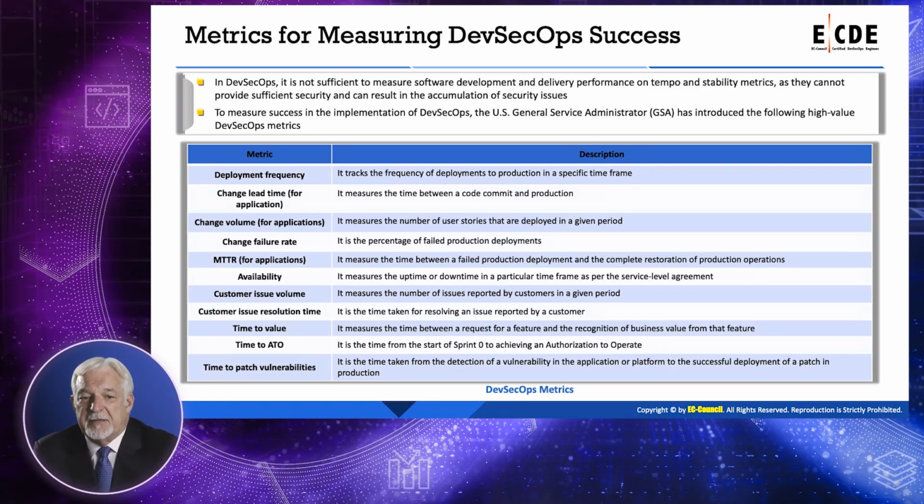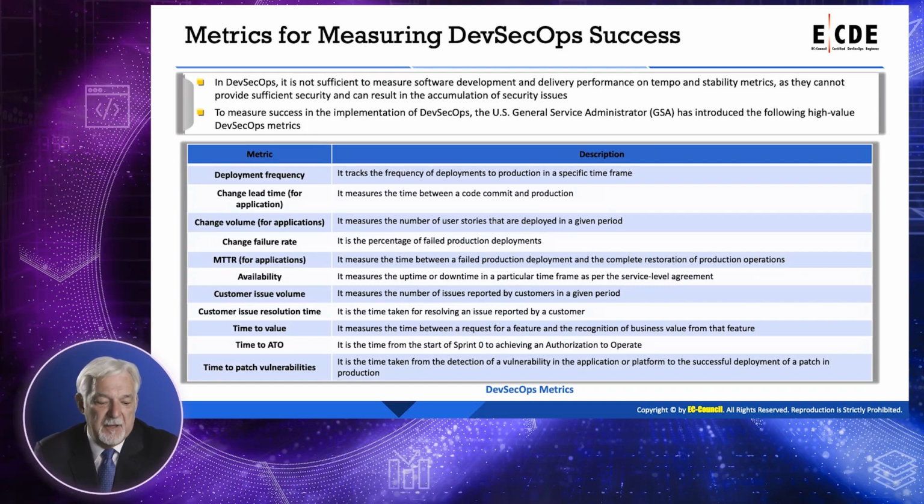And then we have MTTR, or mean time to repair, for applications. And this measures the time between a failed production deployment and the complete restoration of the production environment in operations. Availability, of course, measures the uptime or downtime in a particular time frame as per the service level agreement or whatever you've deemed to be the success target of what you built.